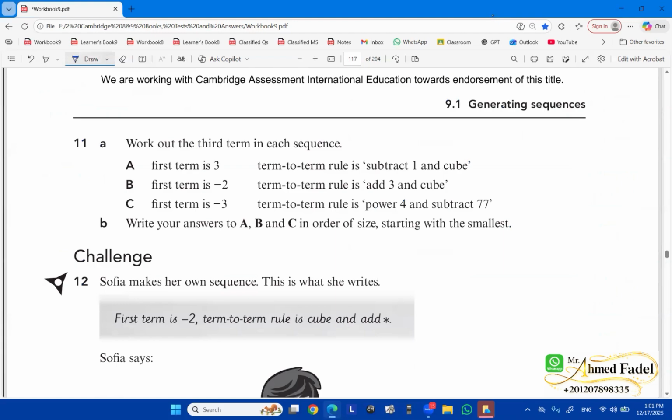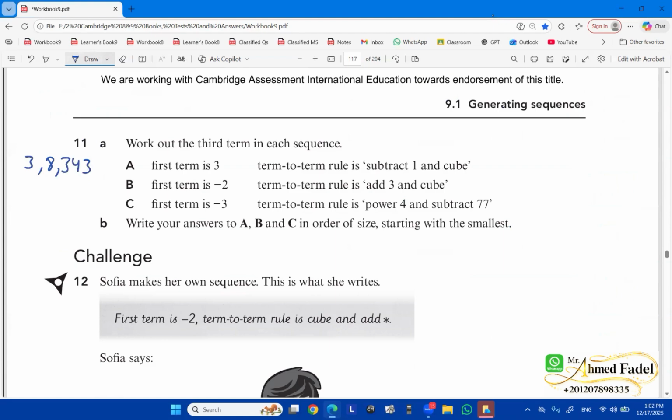Question 11. First term is 3. They wanted the first 3 terms. Term to term rule is subtract 1, then cube. Subtract 1 becomes 2. Cube it becomes 8. Subtract 1 becomes 7. Cube it becomes 343.